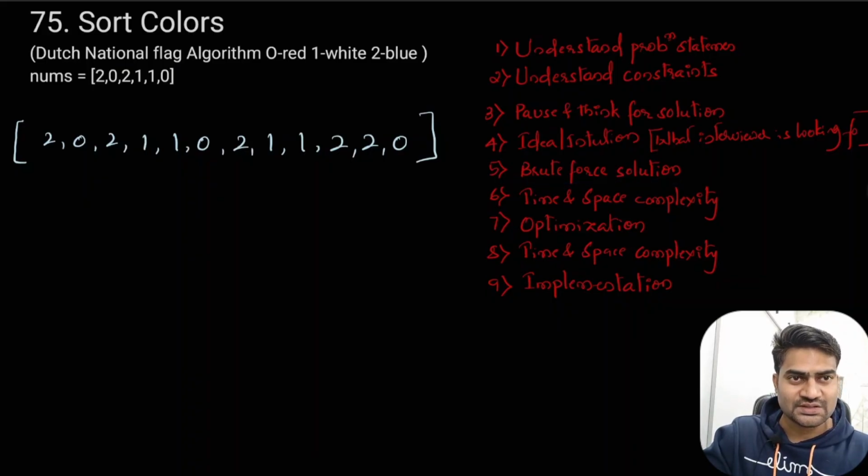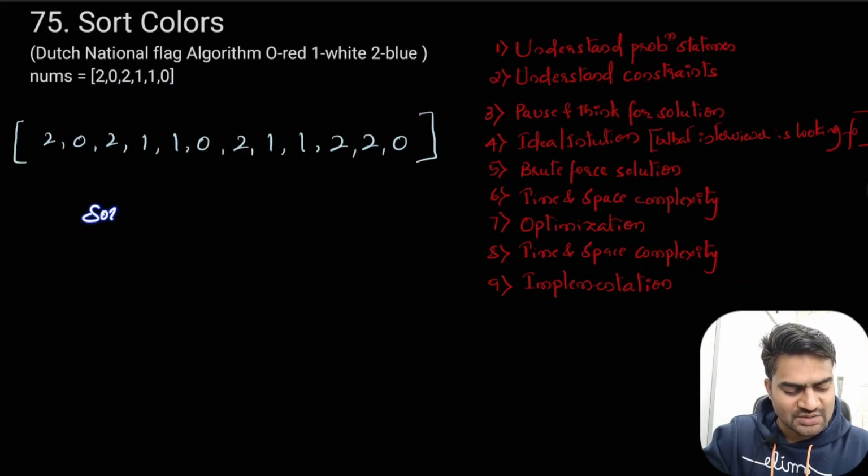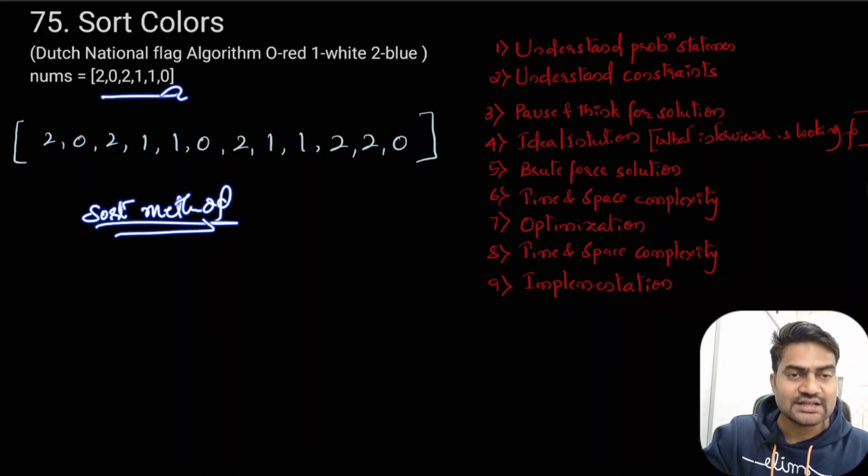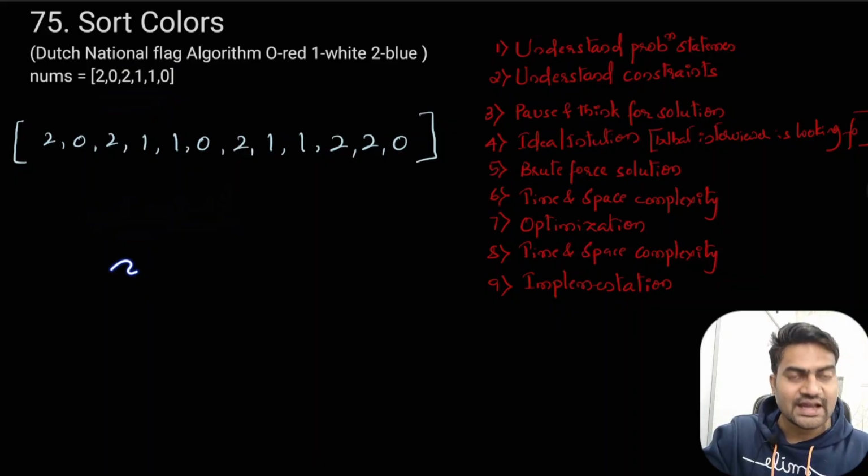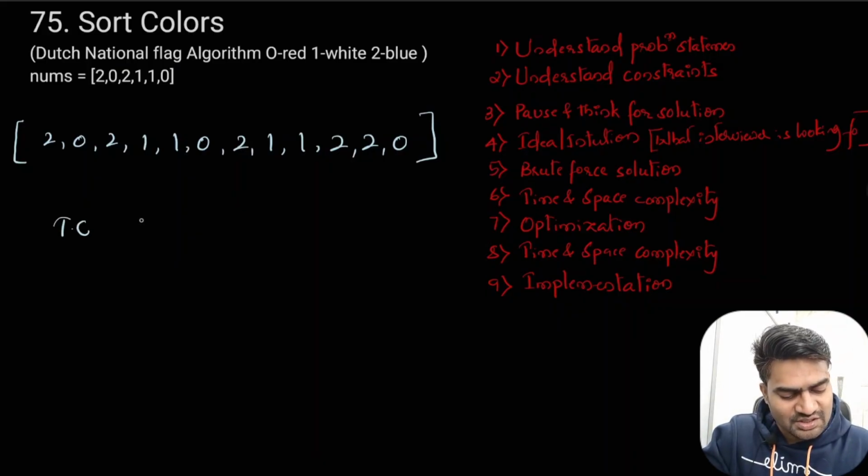So what is the brute force solution? Don't worry about any constraints. Simply think about what is the extreme naive solution possible. So basically we will have to sort this particular array, right? So we will simply use any inbuilt sort method, and if we sort the given array, then we will get the sorted values, correct? But that is going to be an extreme naive solution and its time complexity will be of order n log n.